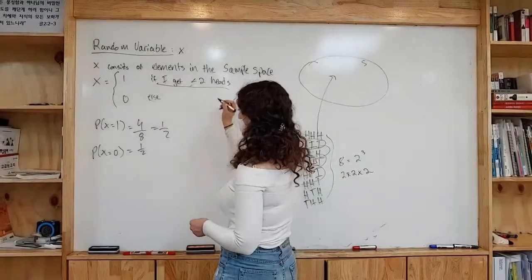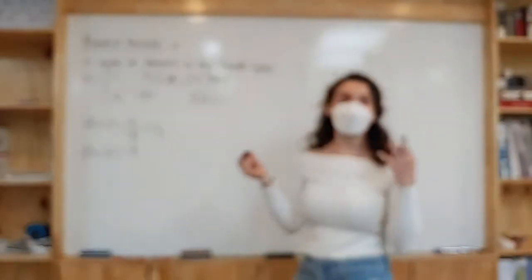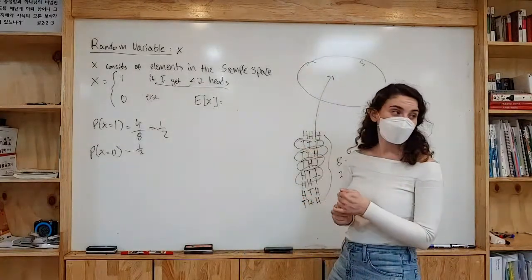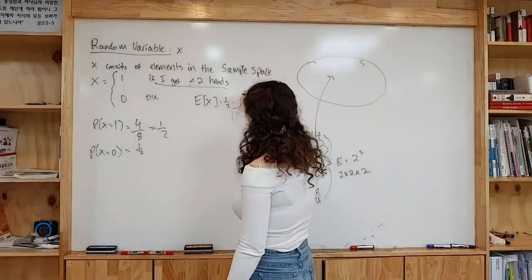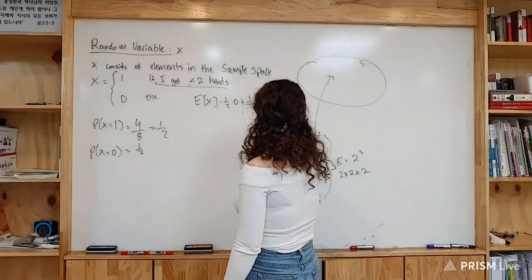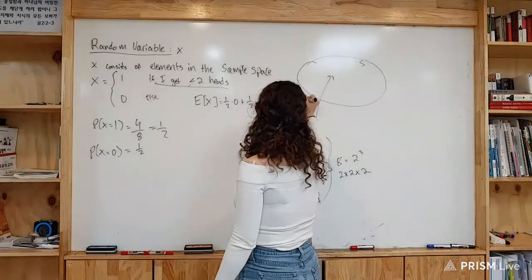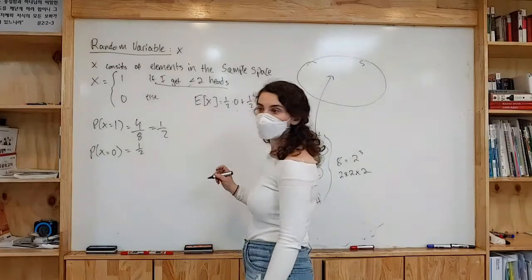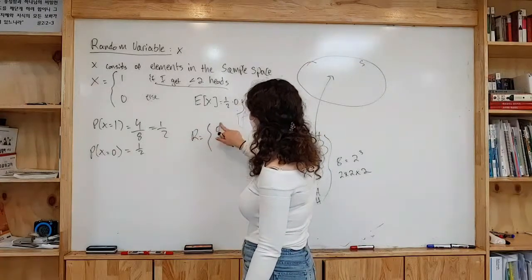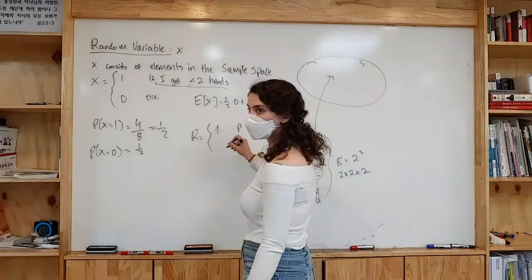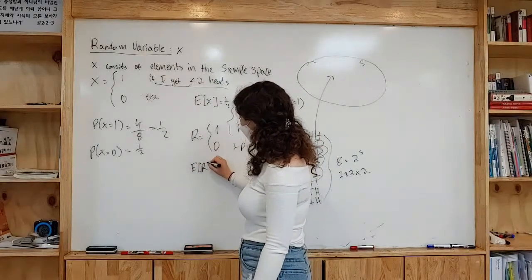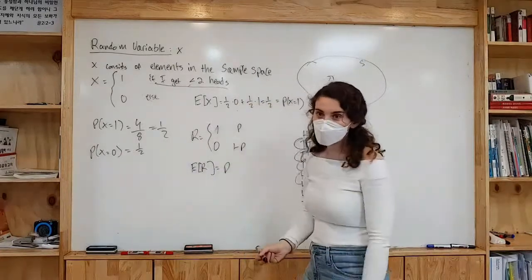Okay. And E of X, what's the expected value? 1/2. Yeah, because we have 1/2 times 0 plus 1/2 times 1, which equals 1/2, which equals P of X equals 1, which is always true for an indicator variable. So if you have some variable R equals 1 with probability p, and 0 with probability 1 minus p, E of R is always equal to p, right? Okay, cool.